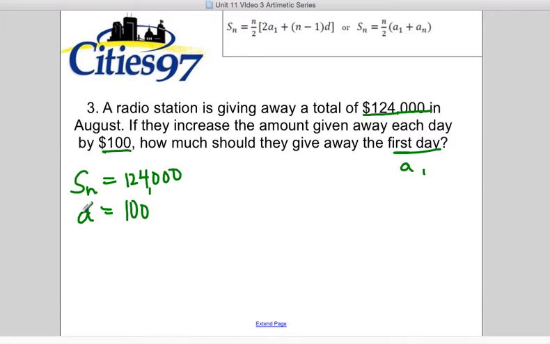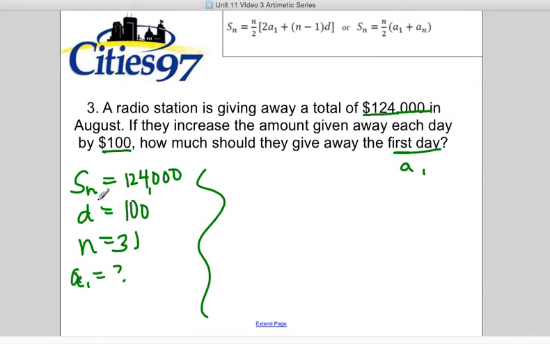What else do I know? They are doing it in August. So we have to figure out August. So if you pull up your calendar for August, in August there are 31 days. Okay, so let's go ahead and plug in what we know. We're trying to figure out a sub 1.